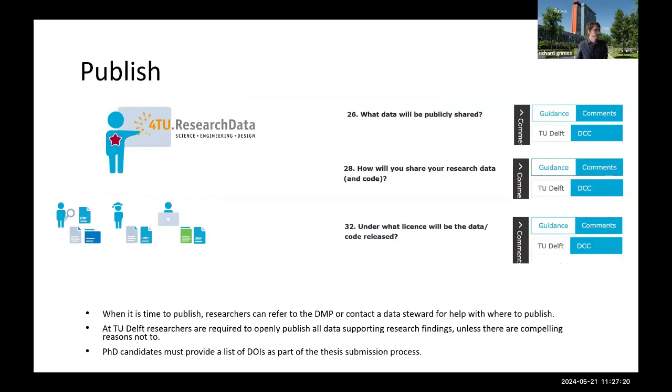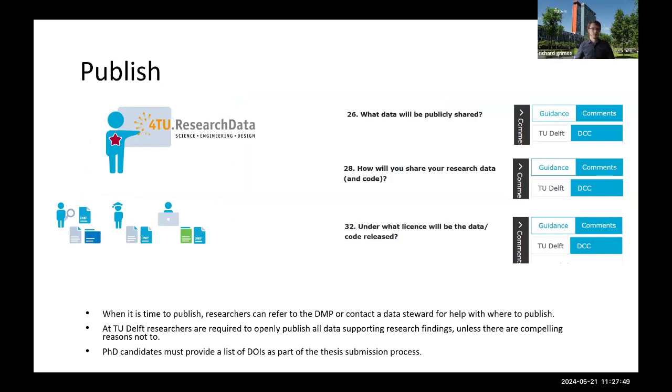So of course, in the TU Delft template, we ask many questions about how and where you're going to publish your data. We encourage people to publish as openly as possible, and we try and give them the resources in order to be able to do that. So the DMP is also meant to be a record of not only what you've done, but also, in practice, it acts as a way for researchers to find out what they should be doing for when it comes time to publish and later down the line.